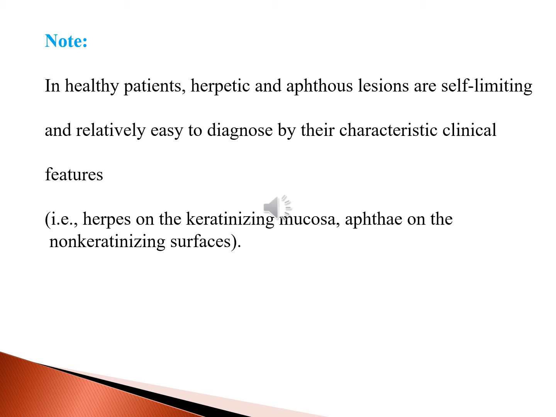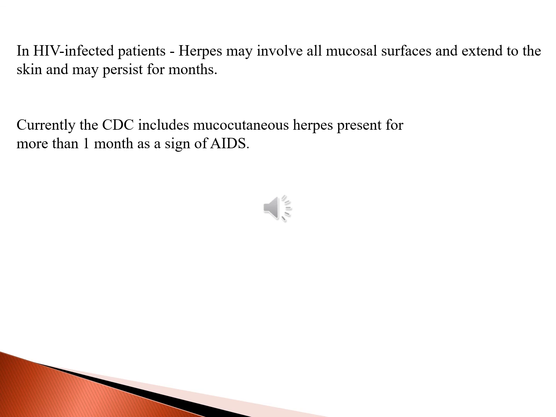It's also very important to note clinically that in healthy patients, these herpetic and aphthous lesions are very much self-limiting, and quite easy to diagnose based on the characteristic clinical features. For example, herpetic lesions occur on keratinized mucosa, whereas aphthae occur on non-keratinized surfaces. Whereas in HIV infected patients, these herpetic lesions may involve all mucosal surfaces and even extend to the skin, and might persist for months together.